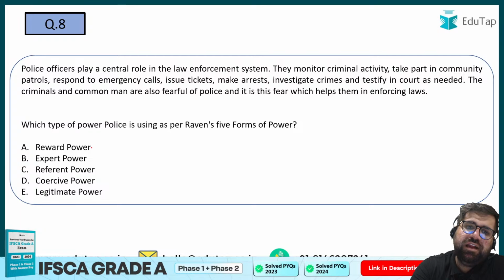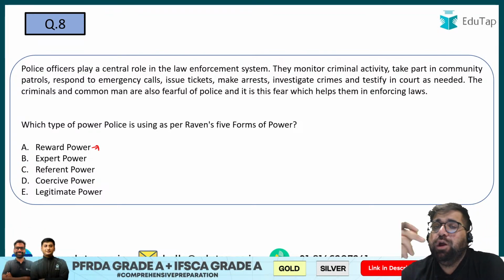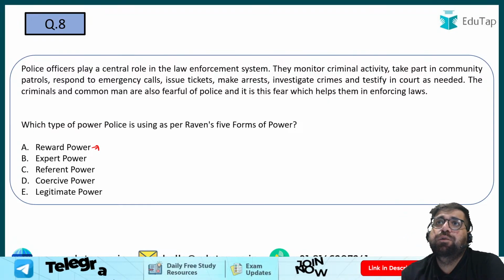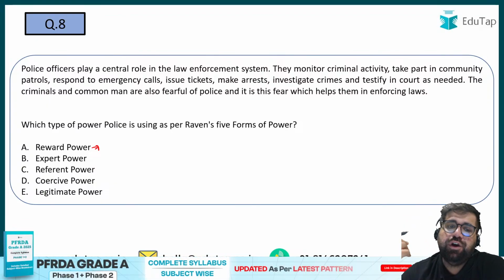Reward power is basically that you have the ability to give a lot of rewards to your employee. Therefore, your employee will listen to you. For example, if I can give you a Mercedes or an Audi, then definitely you will listen to me because I have reward power.